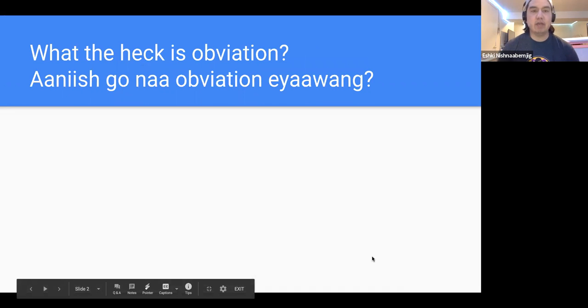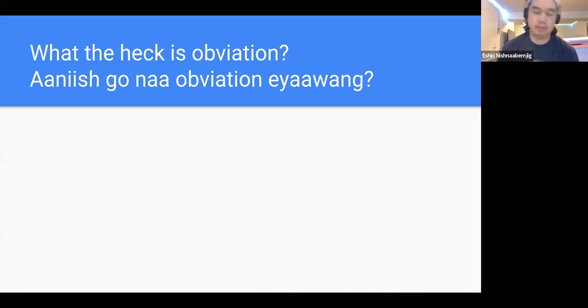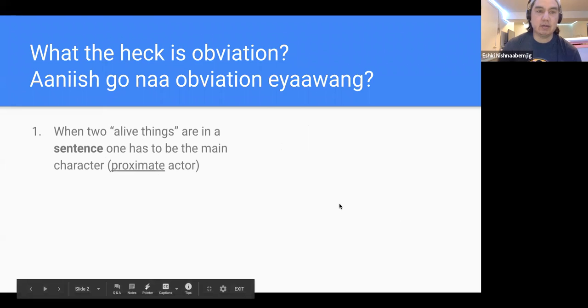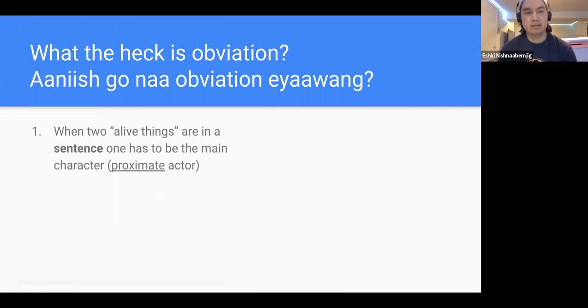So what the heck is obviation? Anishkona obviation eawam. One is when two alive things are in a sentence, one has to be the main character, or it's called the proximate actor.